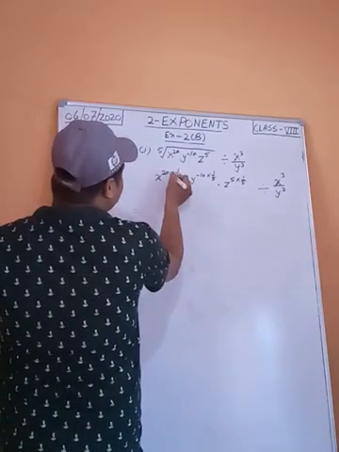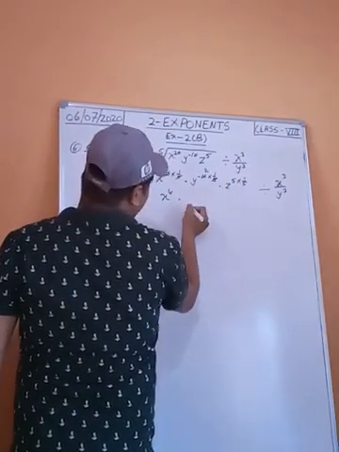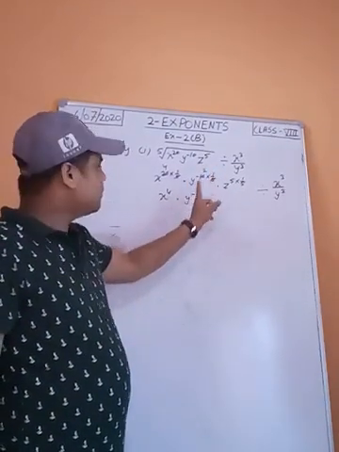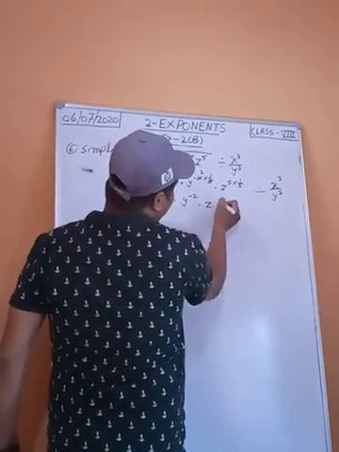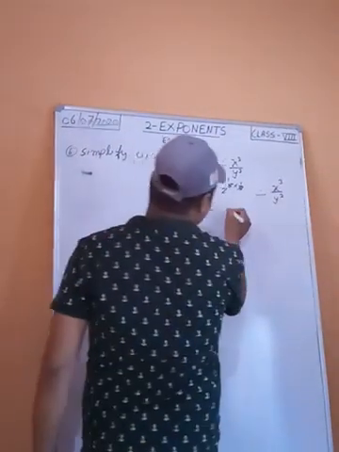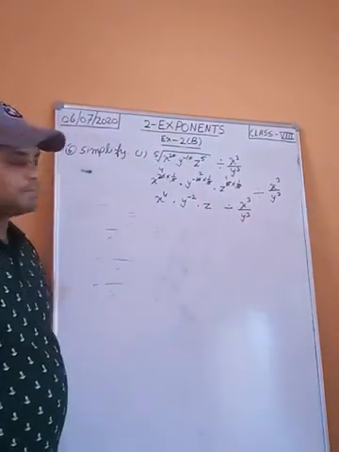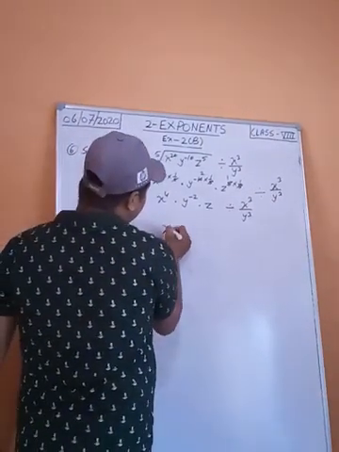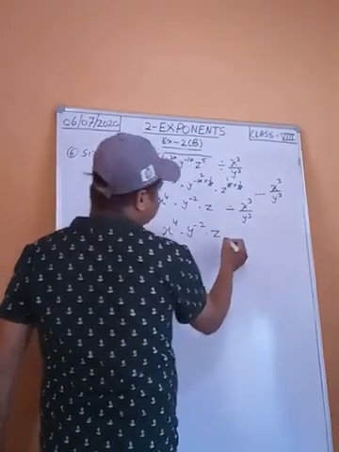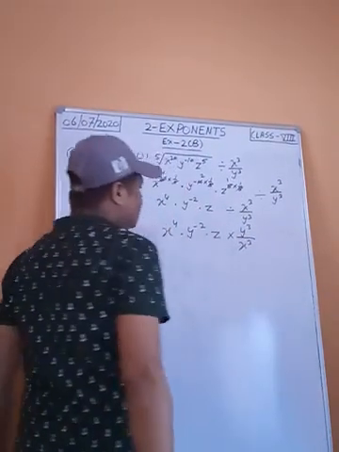So 5 fours are 20, x raised to the power 4. Multiply, 5 twos are 10, y raised to the power minus 2. 5 ones are 5, z raised to the power 1, which is understood as 1. Divide x raised to the power 3 upon y raised to the power 3. So x raised to the power 4 multiply y raised to the power minus 2 multiply z. Divide changes into multiply, y raised to the power 3 upon x raised to the power 3.